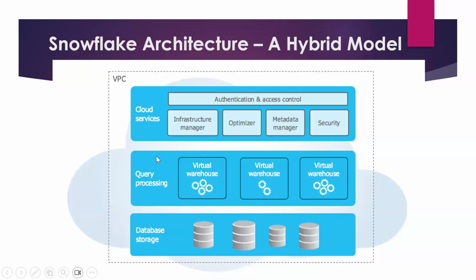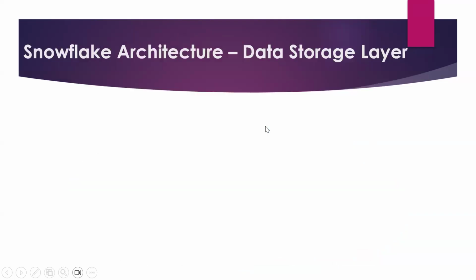Query processing layer: here we can see there are nodes. A virtual warehouse is one node, and we can have multiple nodes in this processing layer. In the cloud service layer, we have different options. We'll discuss one by one. First one is the data storage layer.